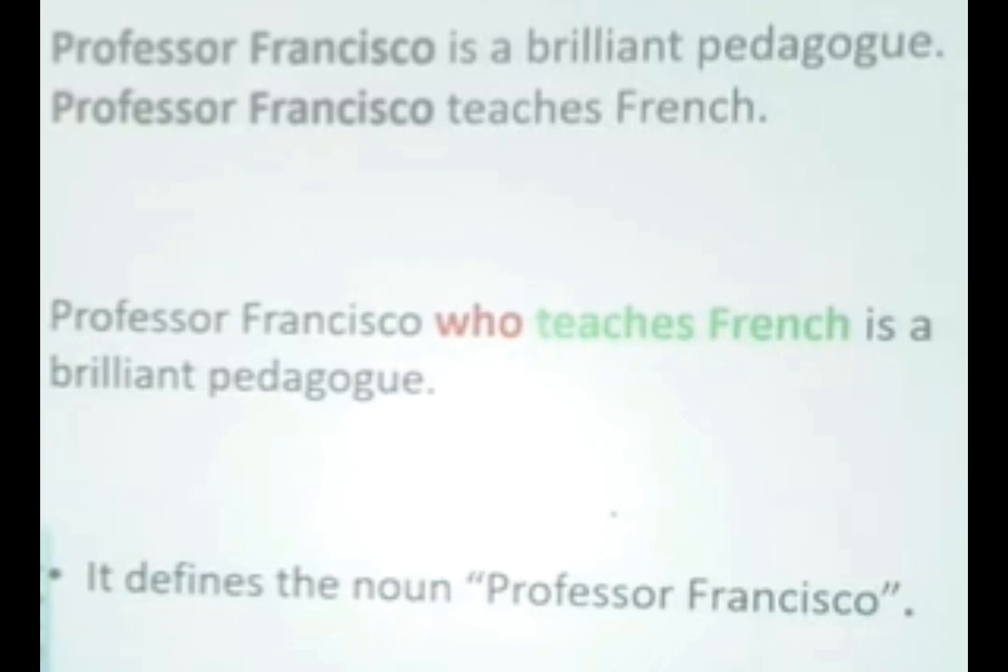So this is a relative clause, and it is important for us, because I can say Professor Francisco is a brilliant pedagogue. Suppose that, for example, I don't know that he teaches French. This information is very important for me. It defines, so this clause, who teaches French, it defines the noun, Professor Francisco. It gives us additional information about the person, which is Professor Francisco in this case.